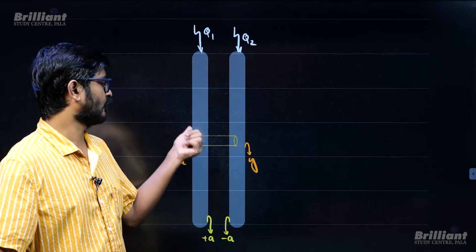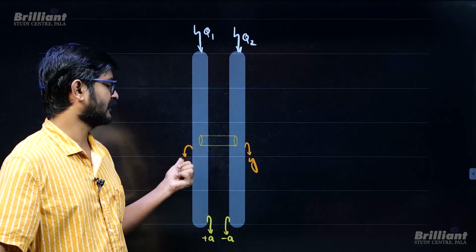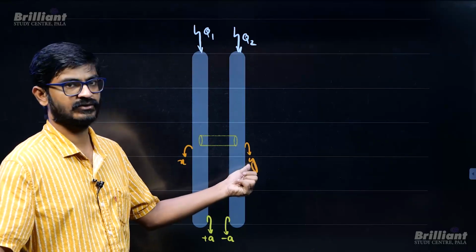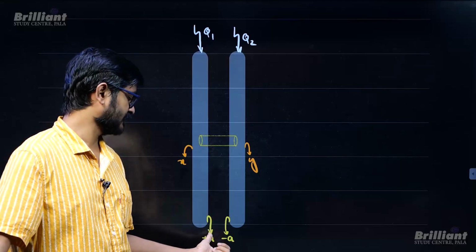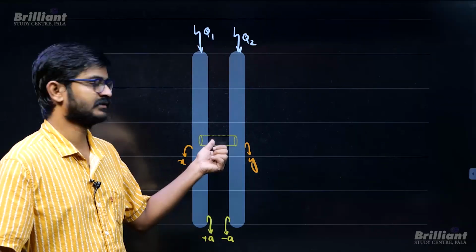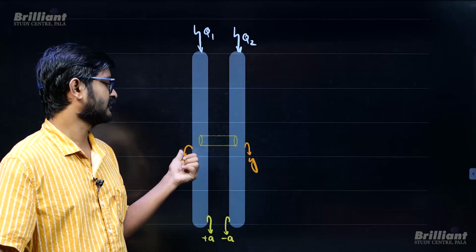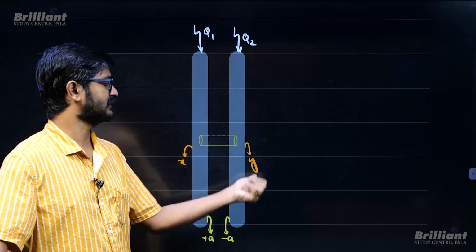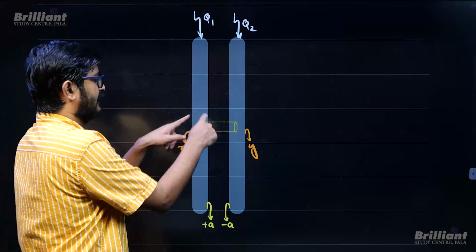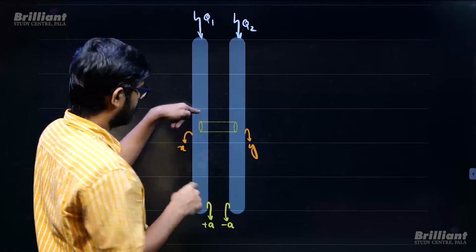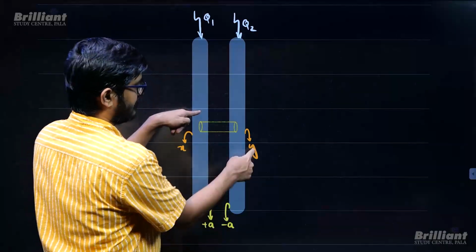Now I don't know what is the charge on this face, so I am assuming it as X. What is the charge on this face? I don't know, I am calling it as Y. There are two plates, so 4 faces. Out of 4 faces, these two are equal and opposite. I have proved that by using Gauss law, and I am assuming this side charge is X, this side charge is Y, right? Now the field here will be because of 4 charges. One is X, one is plus A, one is minus A, one is plus Y.